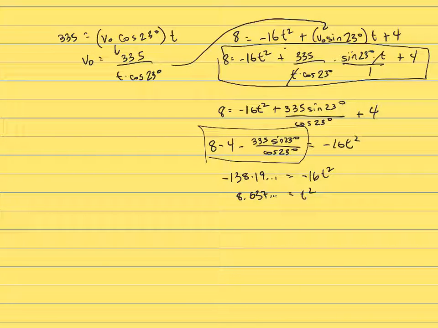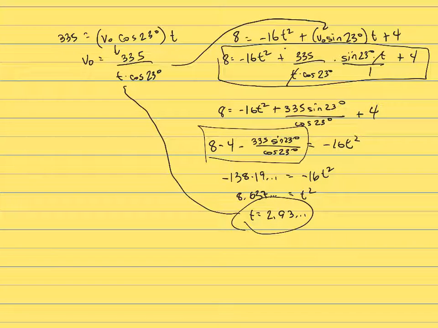And then to get this t by itself, I take the square root of that number. And that would give me 2.93 and some change. Now that's the time involved in this. I don't want the time though. I was trying to find the initial velocity. So if I take this time and pop it right here, that will spit out what the initial velocity should be. So 335 divided by that time that we just got times the cosine of 23.